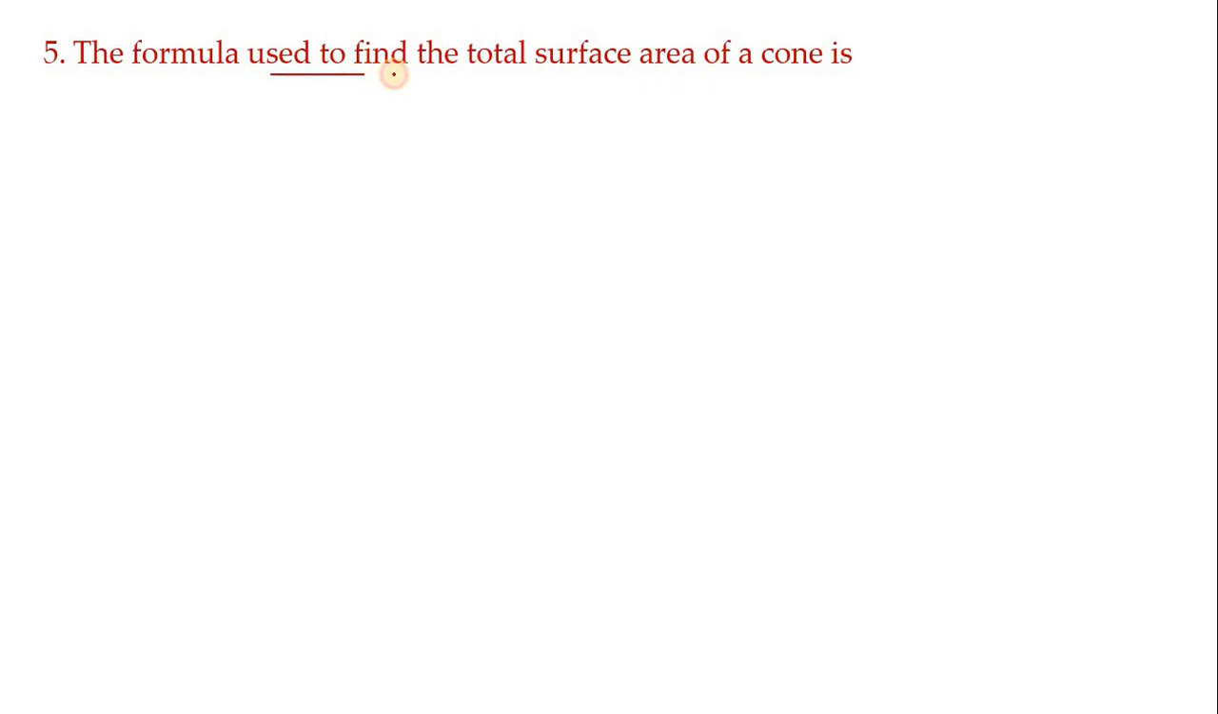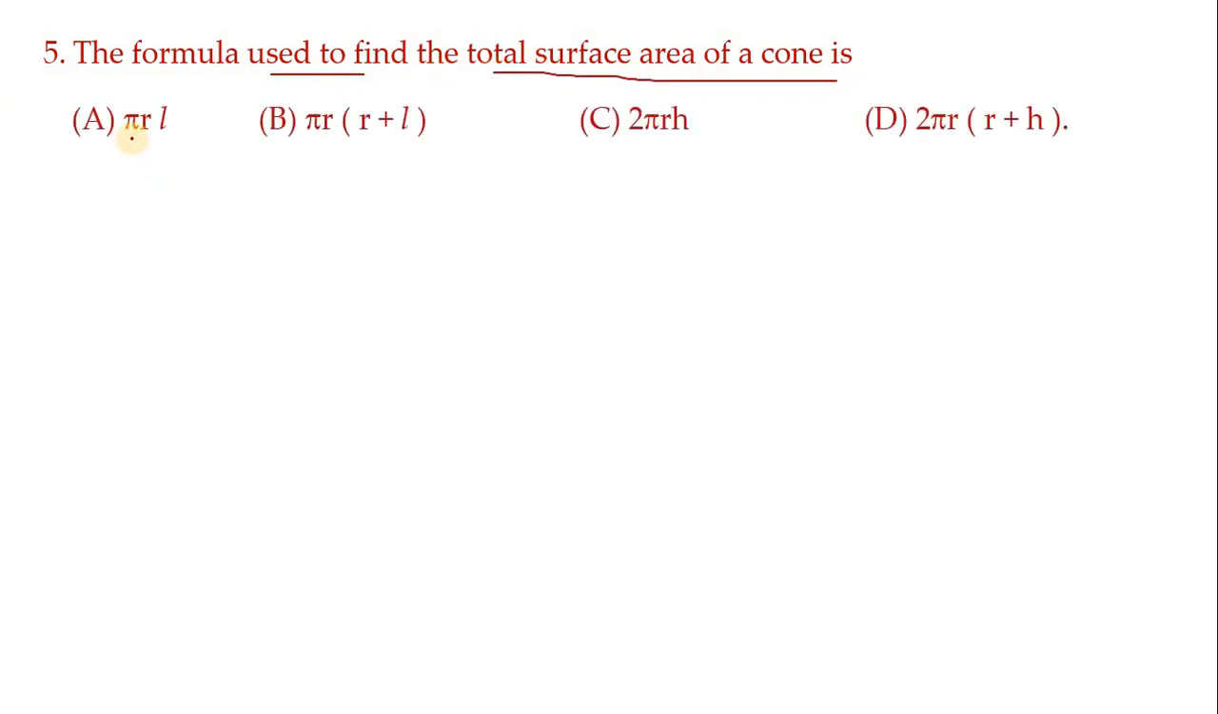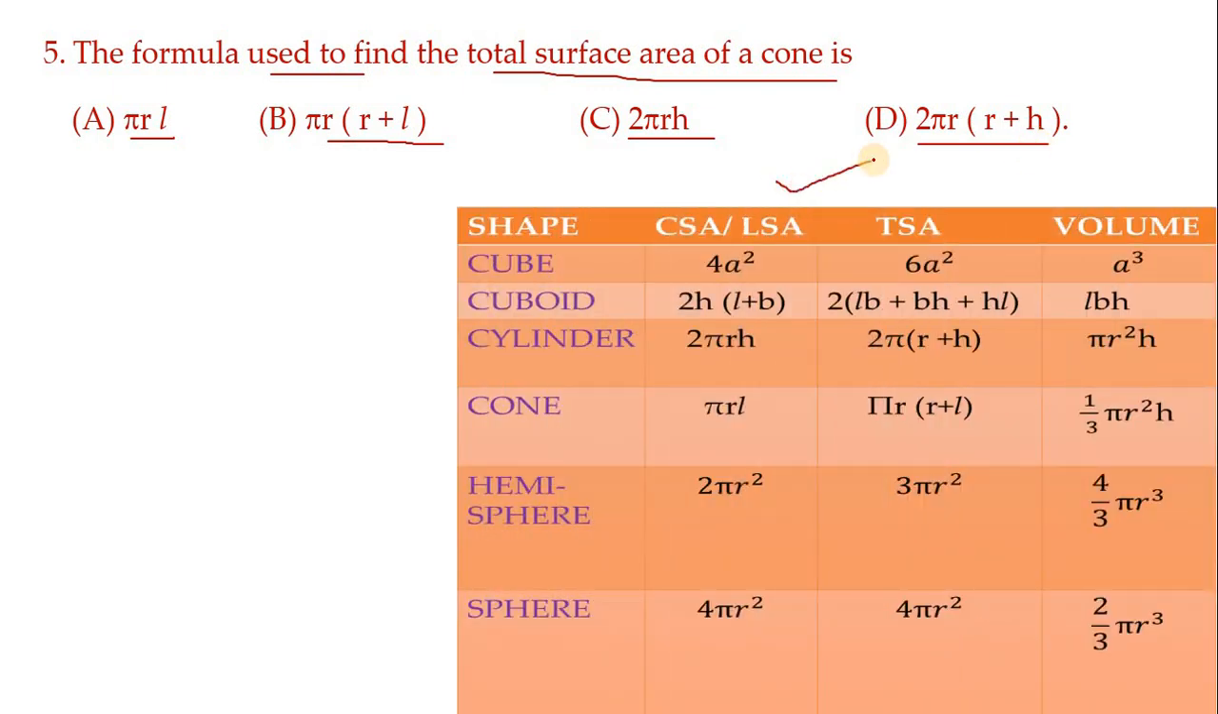The formula used to find the total surface area of a cone is: options: pi r l, pi r into (r plus l), 2 pi r h, 2 pi r into (r plus h). So as I said, you want to learn this table very well. If you know this table, you can easily answer this kind of problems. Here they are asking total surface area of cone. So cone is in this column. So its total surface area is pi r into (r plus l). Hence the correct option is B.